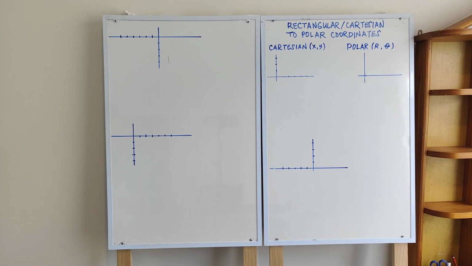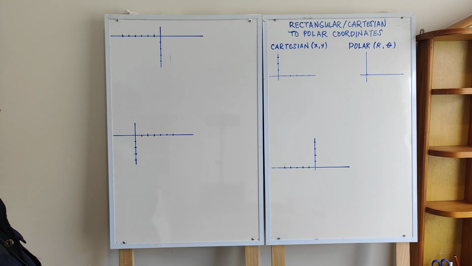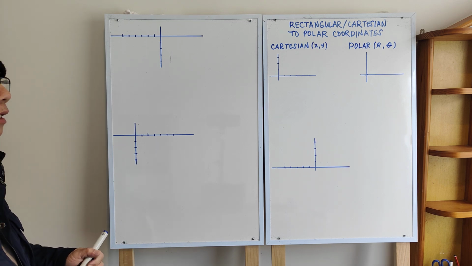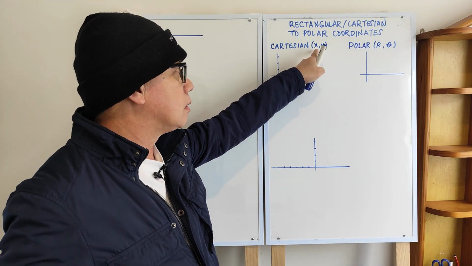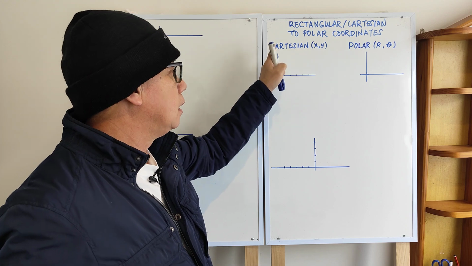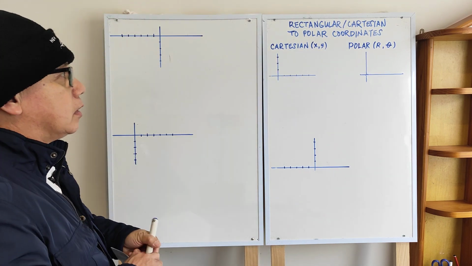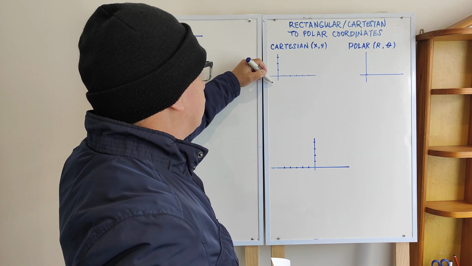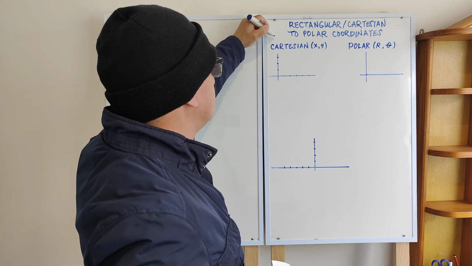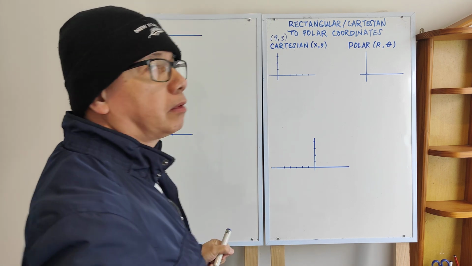Our topic for today is transforming from rectangular or Cartesian coordinates to polar coordinates. So, just a quick review. A Cartesian coordinate has two numbers, where the first number is the distance from the vertical and the second number is the distance from the horizontal. For example, you have a Cartesian coordinate 4 and 3, positive 4 and positive 3.